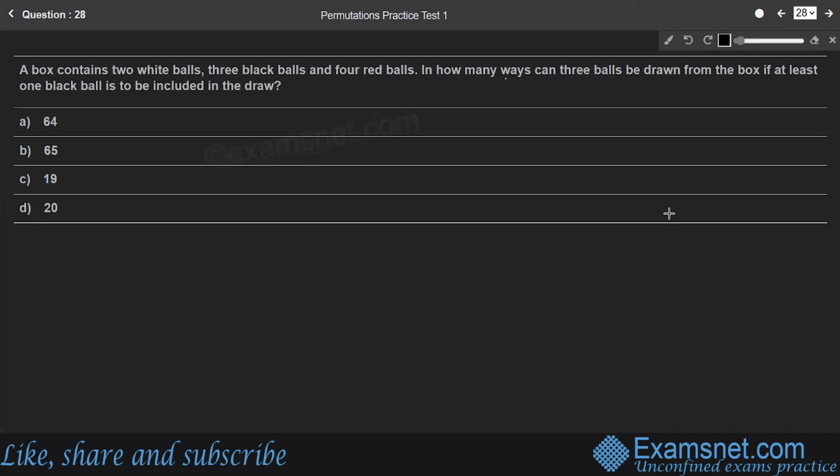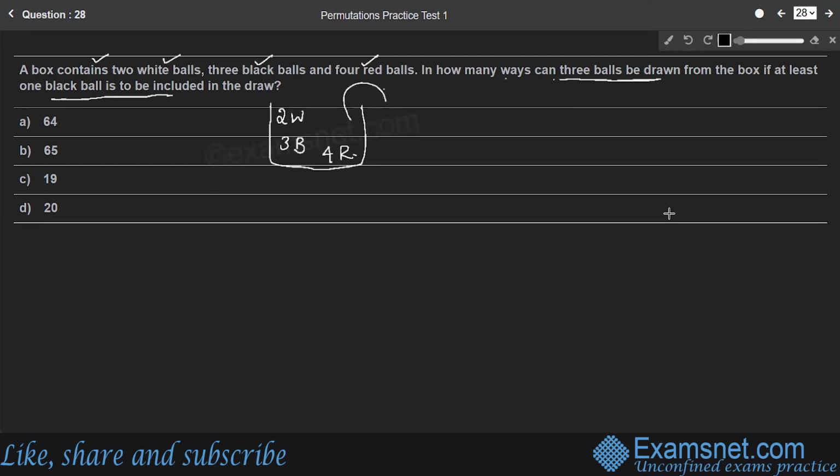Question 28. A box contains 2 white balls, 3 black balls, and 4 red balls. In how many ways can 3 balls be drawn from the box if at least 1 black ball is to be included in the draw? So let us consider a box in which the balls are 2 white balls, 3 black balls, and 4 red balls.